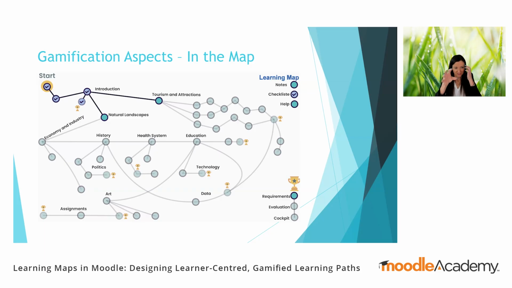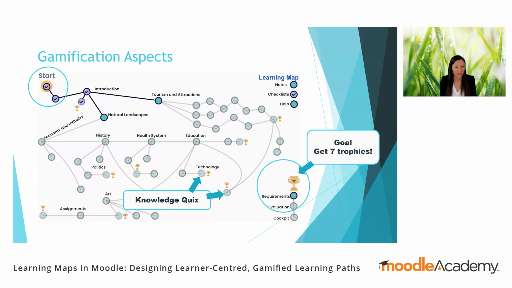And once they had collected 7 of them, they would have completed the requirements and then get the certificate. In this case, it was. So this is the entire course depicted in one map with trophies to be collected, and only if they had succeeded in the quizzes would they get to the end.